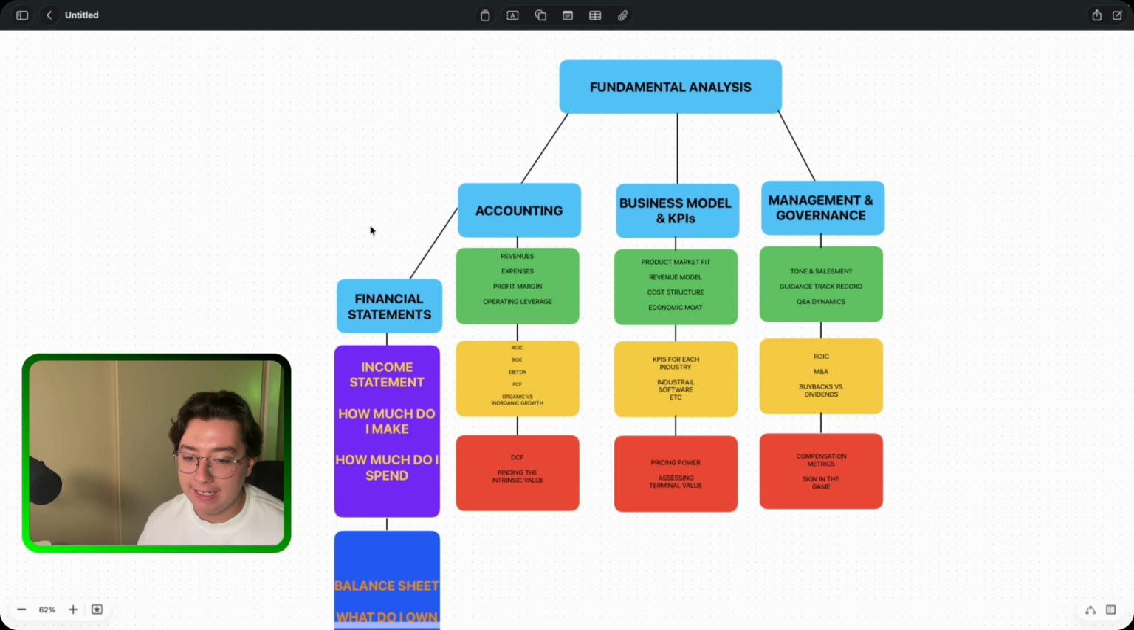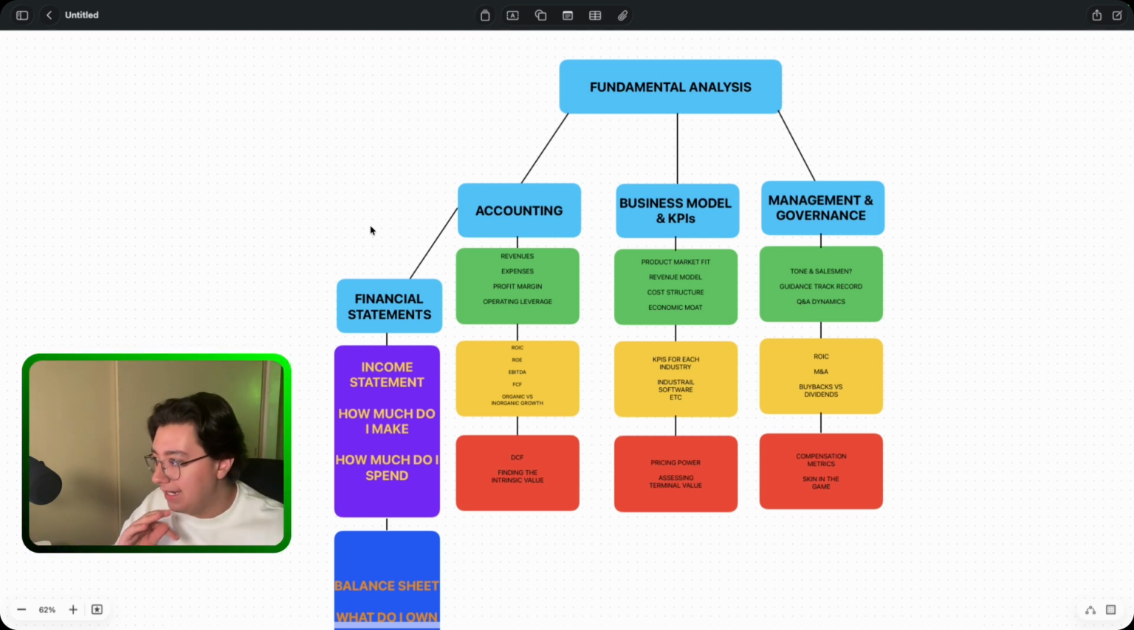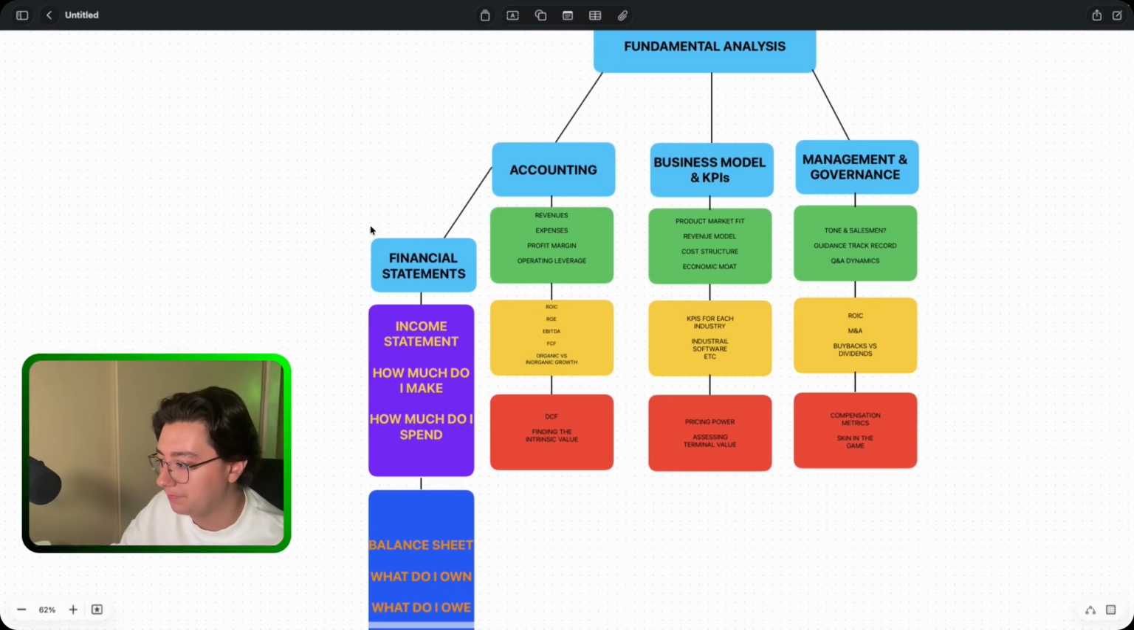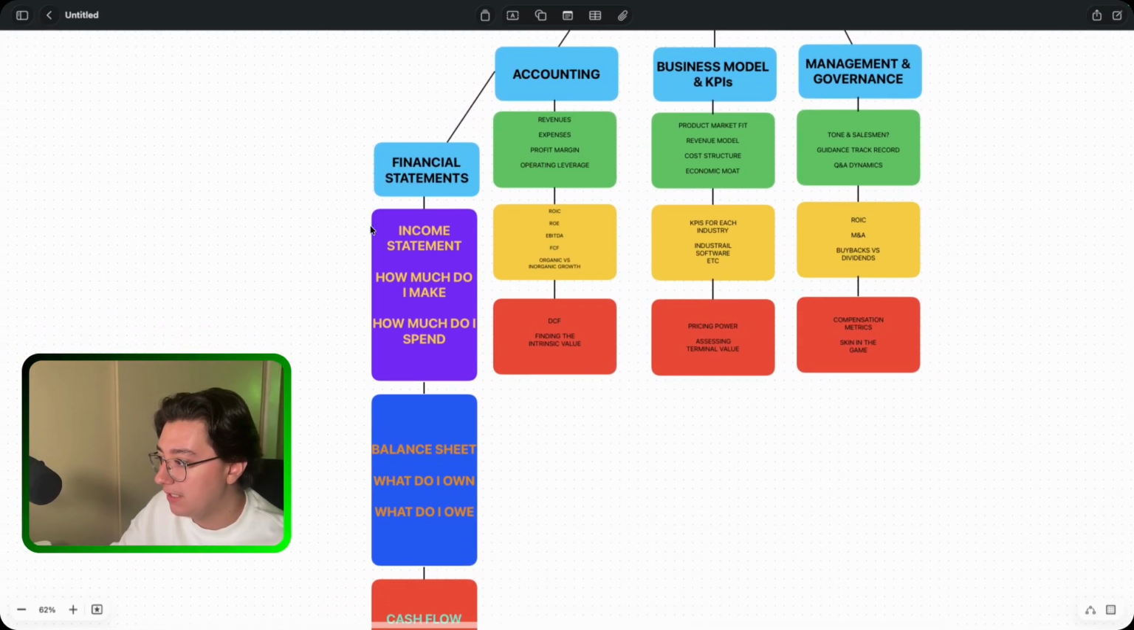So imagine that the income statement is very simple. It's literally what it says in my presentation. Income statement is how much do I make and how much do I spend. I'm making $10 and I'm spending $5. Our balance sheet says what do I own and what do I owe.